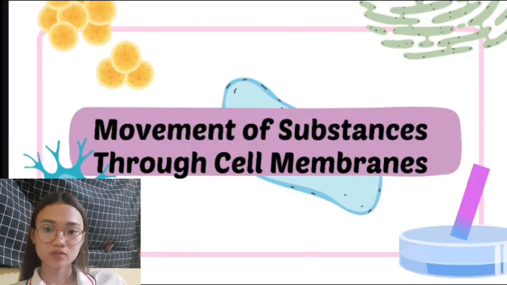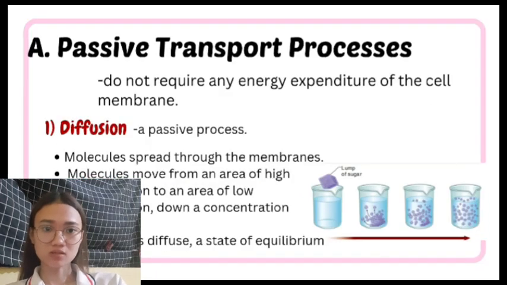So let's move on to the physiology of the cell. So, movement of substances through cell membranes. So we have the passive transport processes. Passive transport processes do not require any energy expenditure by the cell membrane. So we have the diffusion. So diffusion is a passive process.